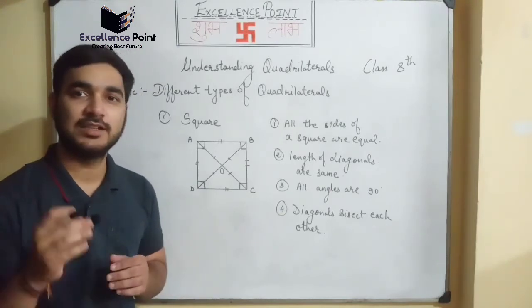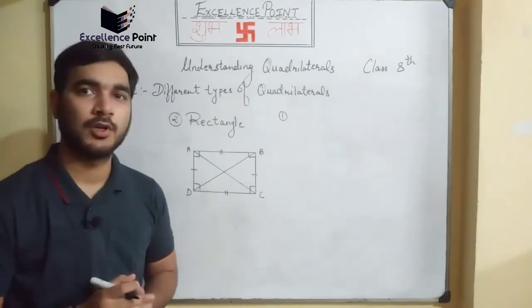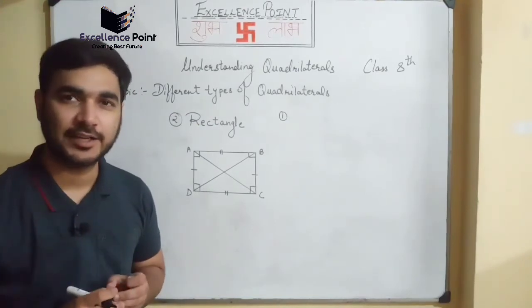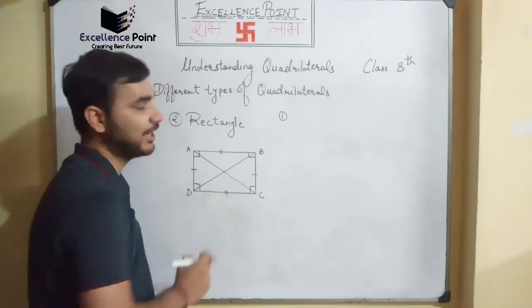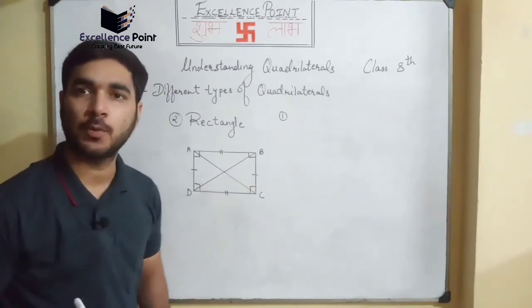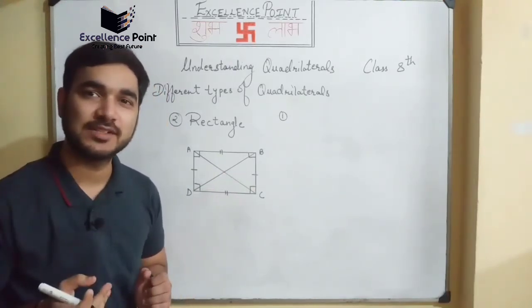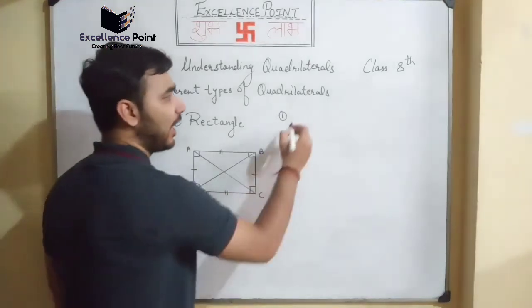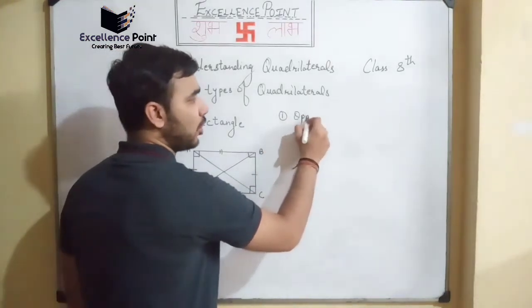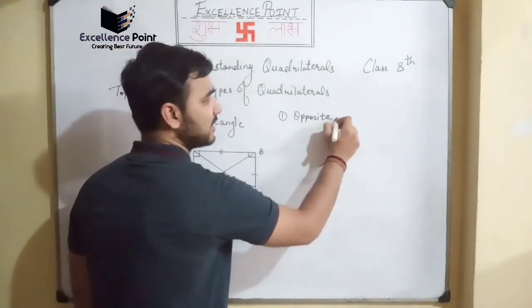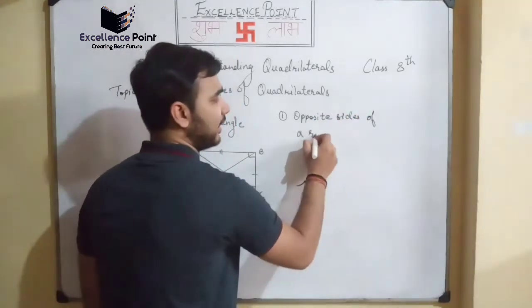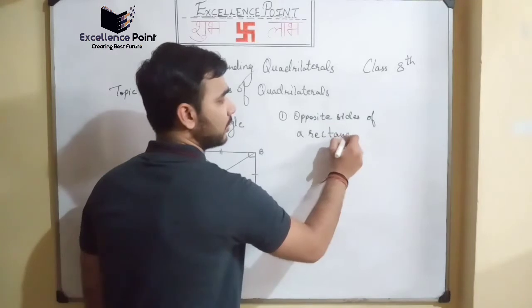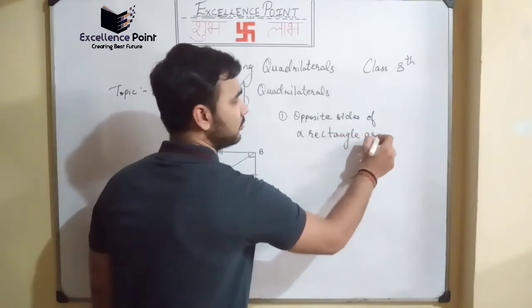Now we will see the next quadrilateral. Students, the next figure is a rectangle. You will see that the opposite sides of a rectangle are equal. So the very first property says that opposite sides of the rectangle are equal.